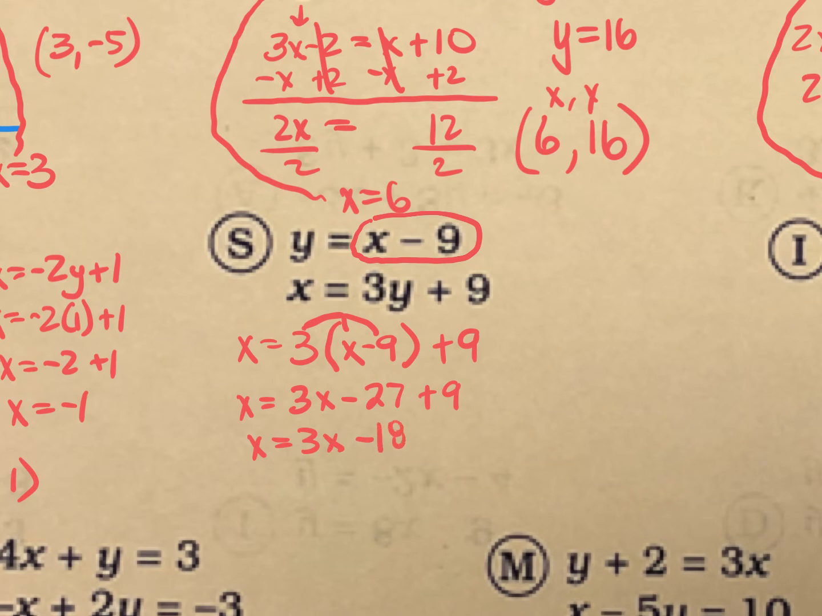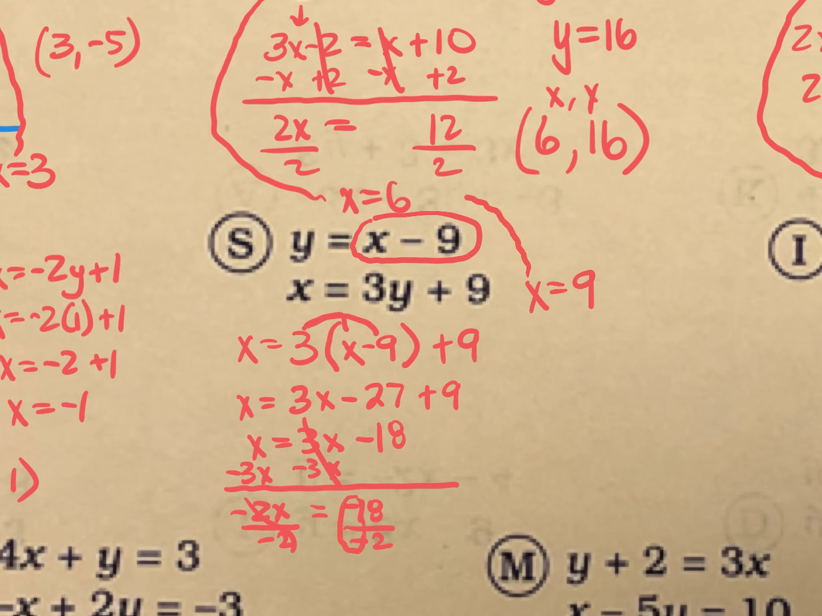I'm going to go ahead and send the 3x to the other side. So it gets rid of it over here. And I get negative 18 equals negative 2x. I'm going to divide by negative 2. X equals positive 9, because I see 2 negatives, so that makes it a positive. So if x is 9, and I plug in 9 for the x, because I know what it is, then y equals 9 minus 9. Y equals 0. So 9 comma 0.